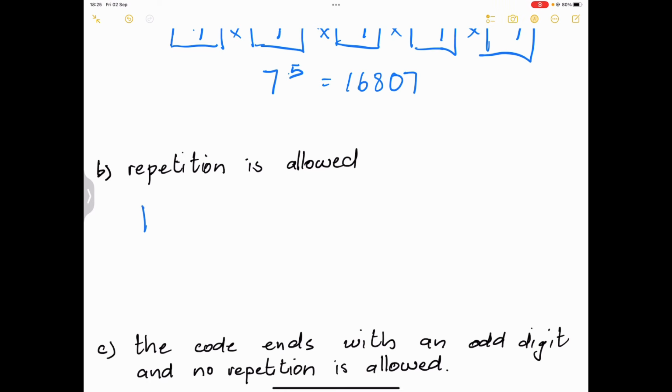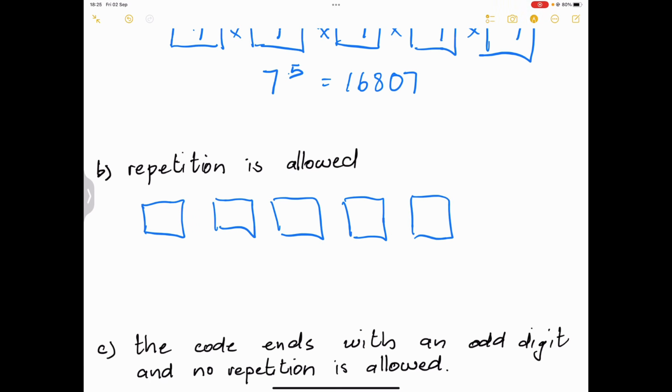Now, they say if repetition is not allowed. So remember, once we disallow repetition, in this case, it does affect how we can formulate our numbers, right? So in the first digit, how many do we have? We've got 7 that we can choose from, but now we've used 1, we can't repeat it. So how many do we have? We've got 6 that we can choose from. How many do we have? We've got 5 that we can choose from. We've got 4 that we can choose from.